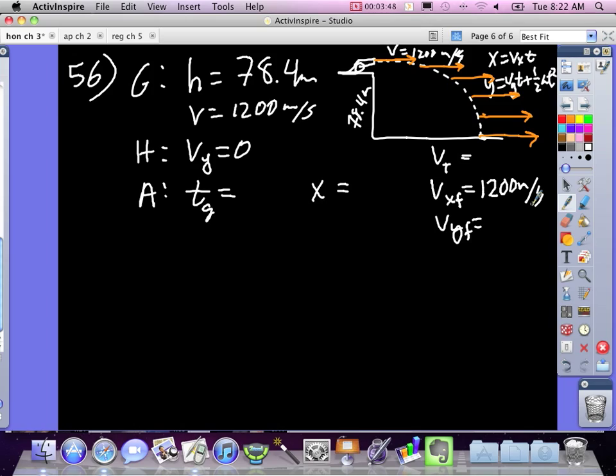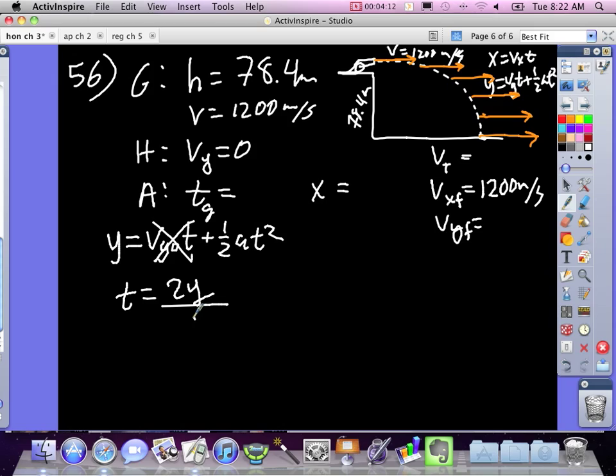So the time, I'm only going to use the y dimension, right? So I have y. Do I have Vy initial? Yeah, that's 0. So then I just say y is equal to Vy0 t plus 1/2 a t squared. That goes away. And so I get t is equal to the square root of 2y over a. And of course, I can plug everything in, and I get 2 times 78.4 over, I'm just going to say 10.